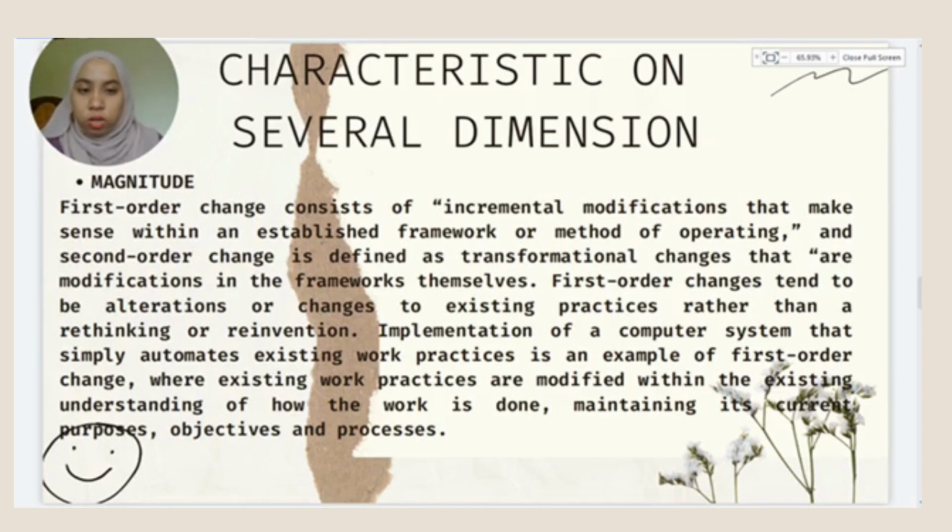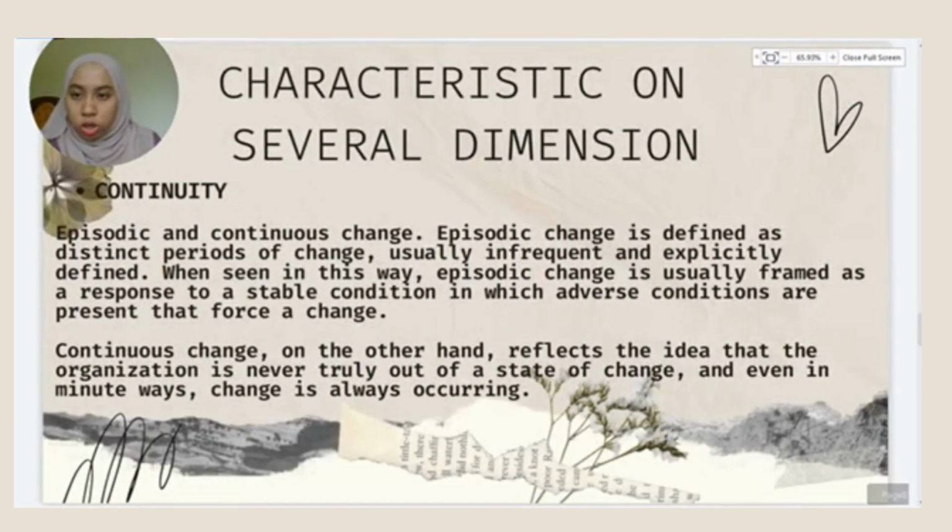Implementation of a computer system that simply automate existing work practice is an example of first order change, where existing work practice are modified within the existing understanding of how the work is done, maintaining its current purpose, objective, and process. Okay, the third one is the continuity.